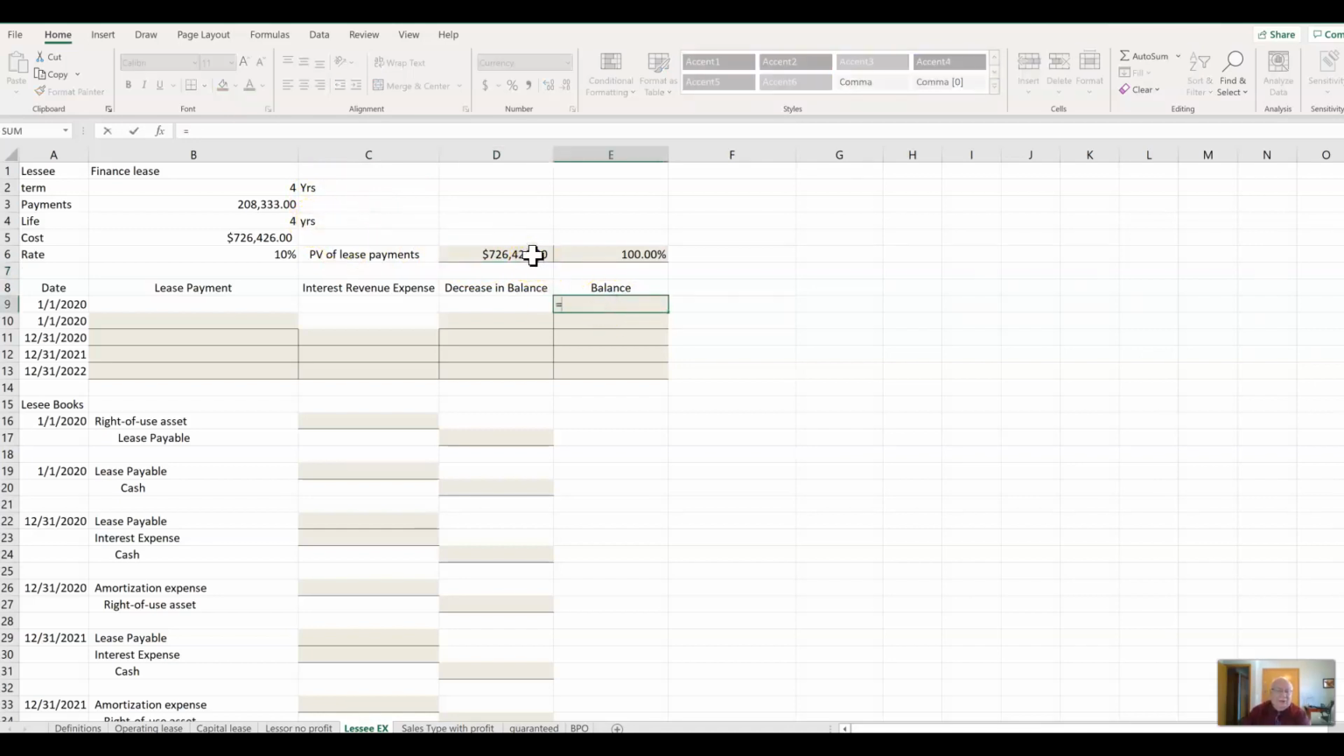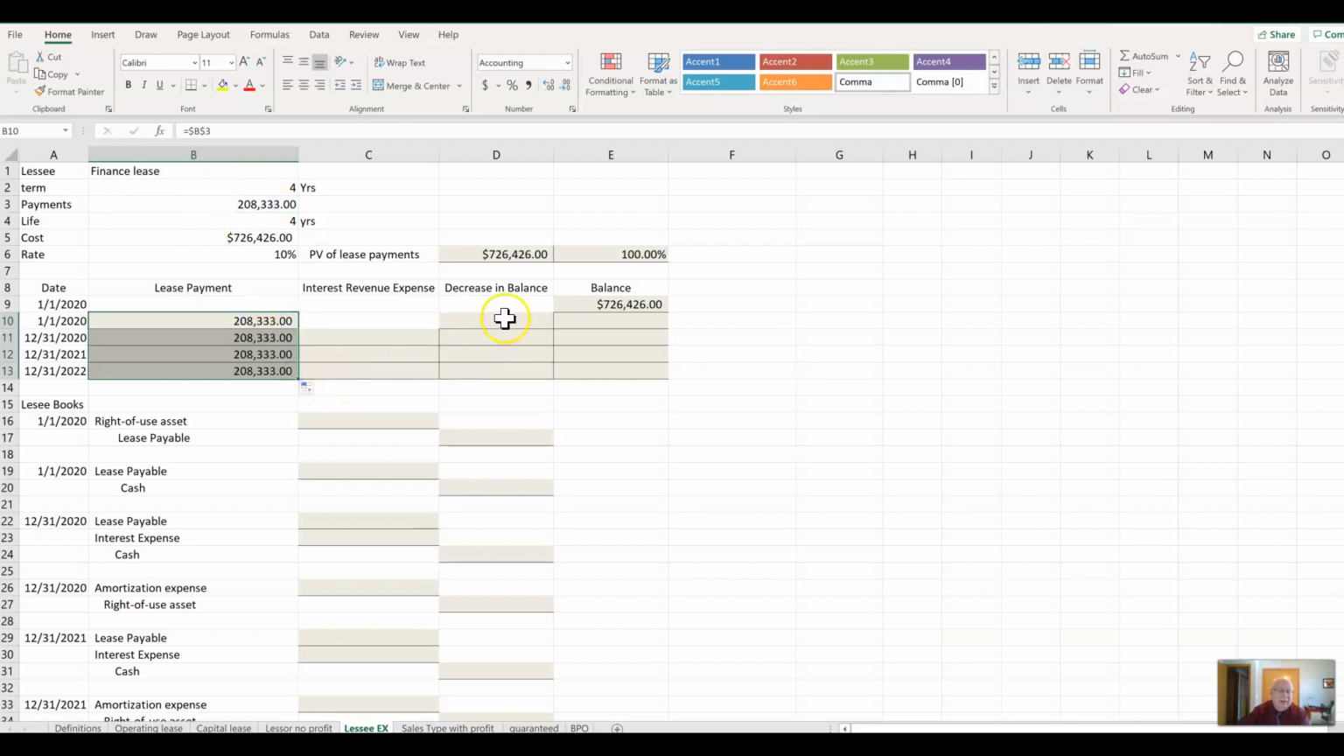So the beginning balance would be the $726,426, just like we had there. And the first lease payment is the same payment all the way through. So let's F4 that. So it's $208,333. Okay. And on the first one, since it's done at the beginning of the lease, it's the same amount. And then we'll subtract them, the 726 by the 208. So it's 518,093 is the balance.